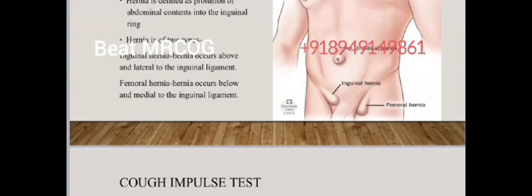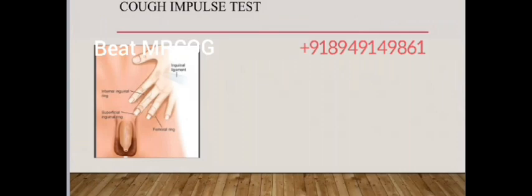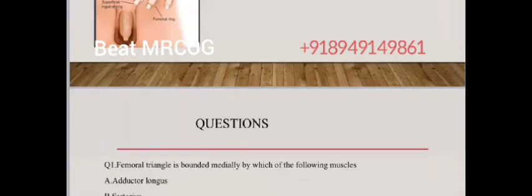Okay, so is there any confirmatory test to differentiate between inguinal hernia and femoral hernia clinically? Yes, there is a test known as the cough impulse test. In the cough impulse test, we place our index finger on the inguinal region and ring finger on the femoral region, and we ask the patient to cough. If we feel the intestinal contents on the inguinal region, that is known as an inguinal hernia, and if we feel the contents on the femoral region, then it is known as a femoral hernia.